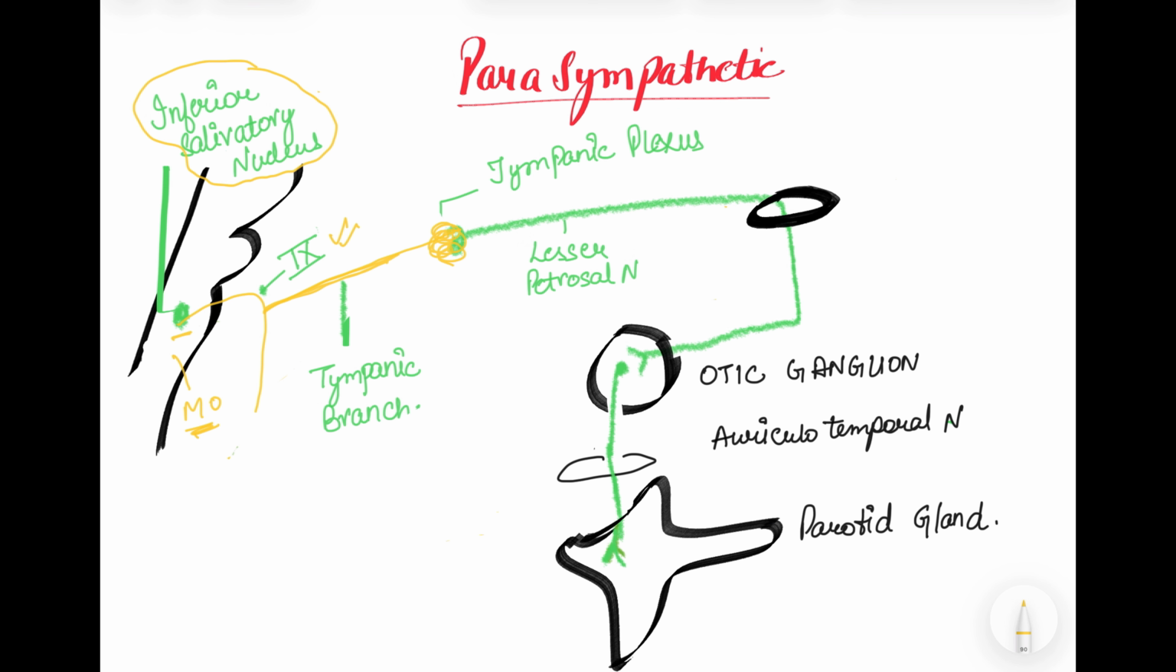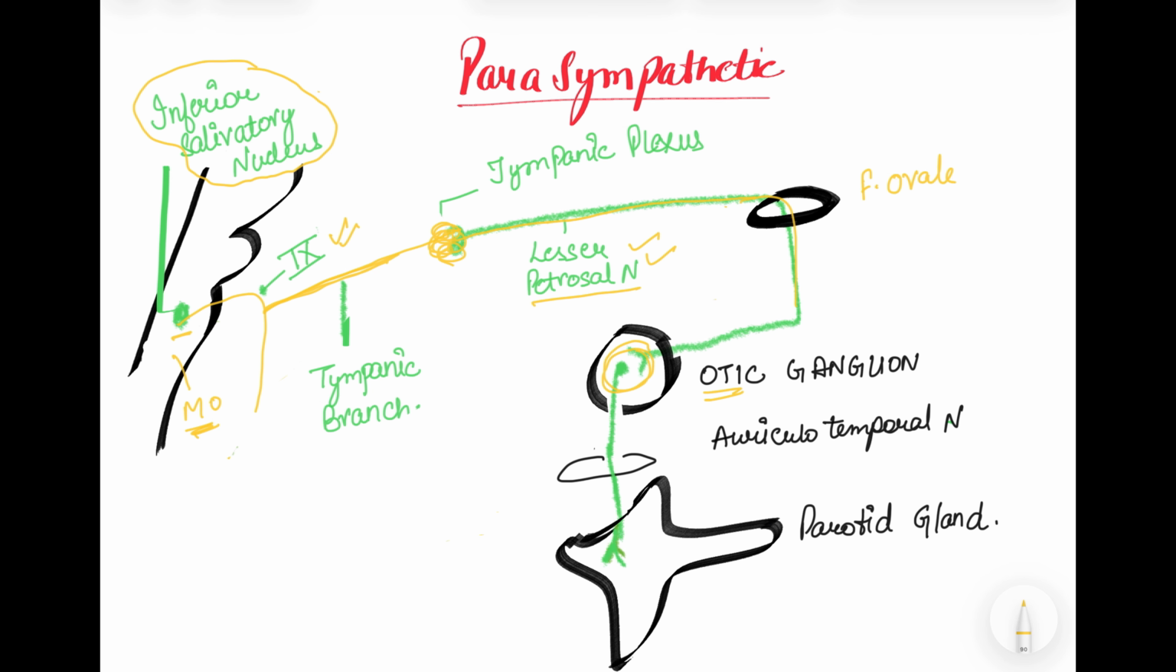So the fibers, after reaching the tympanic plexus, will go towards another nerve, that is your lesser petrosal nerve. This lesser petrosal nerve will come out of this foramen, which is your foramen ovale, right? So it will come out of foramen ovale, reaching up to the otic ganglia, and it will relay over here.